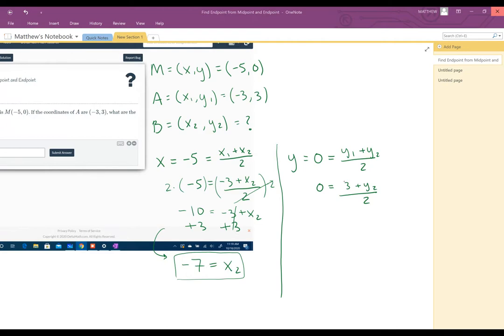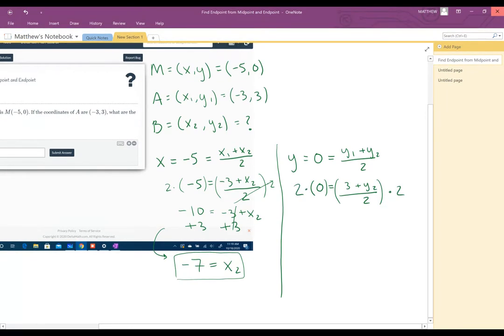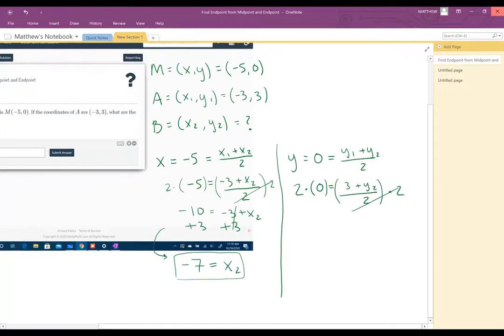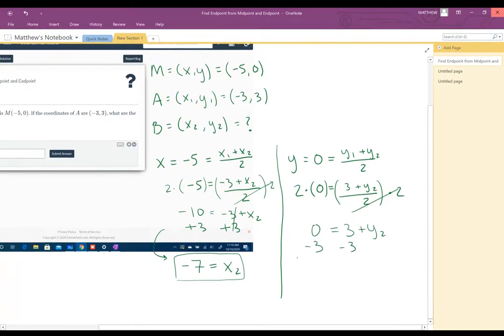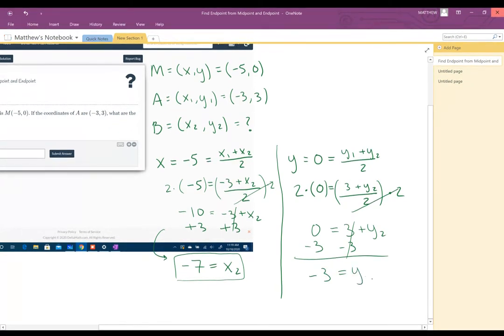And we're going to do the same method to solve for y2. I'm going to multiply both sides by 2. This cancels out the division on the right. So on the right, I'm left with 3 plus y2. On the left, 2 times 0 is still 0. Now all I need to do is subtract 3 from both sides. 3 minus 3 is 0. 0 minus 3 is -3. So -3 is equal to y2.